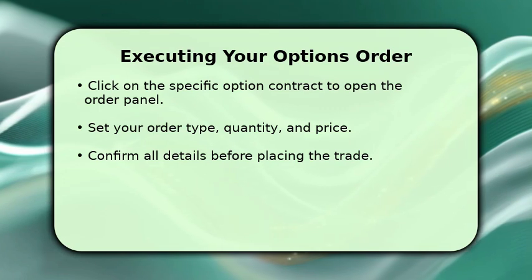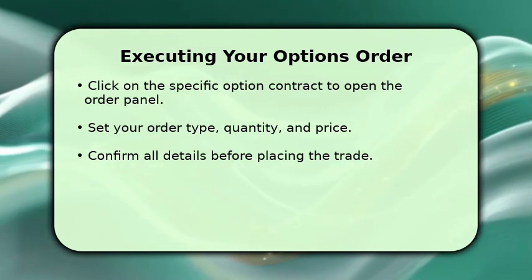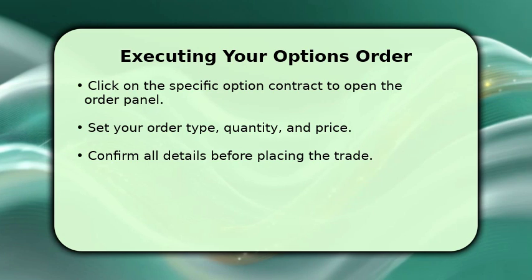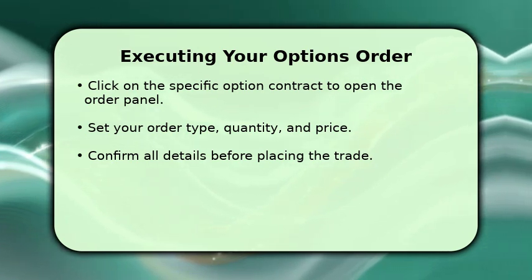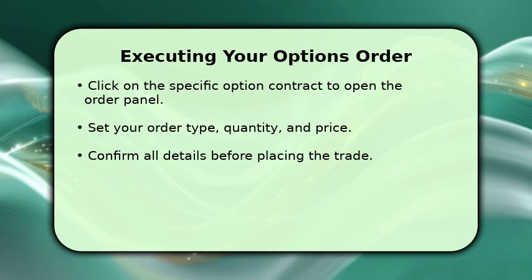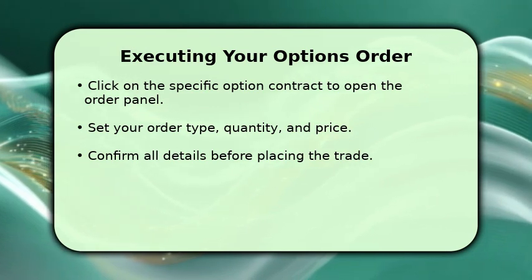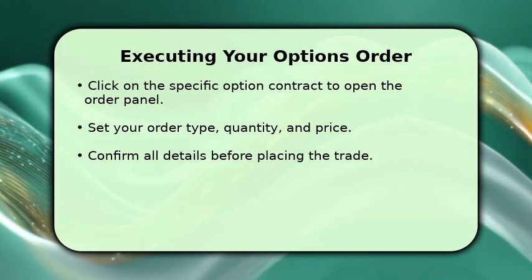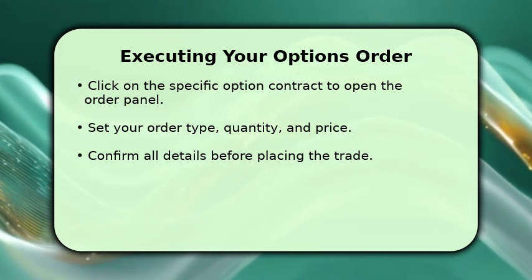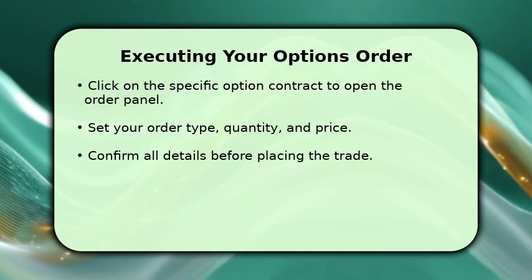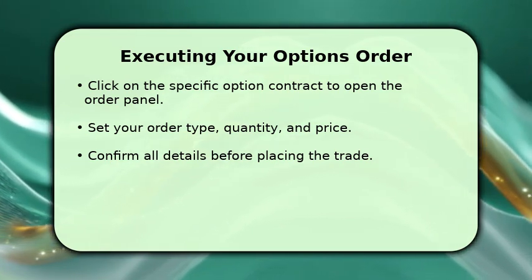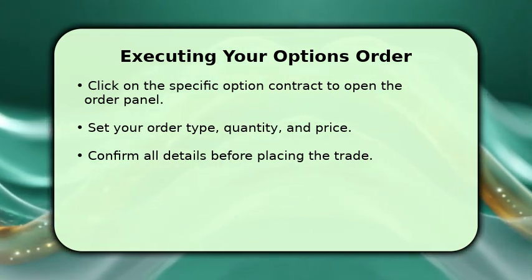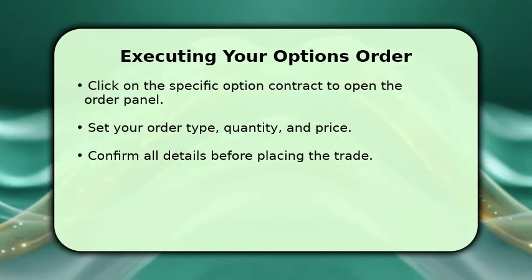After selecting your desired call or put contract, click on it to bring up the order entry panel. Here, you'll specify your order type, such as a limit order for better price control or a market order for immediate execution. Enter the number of contracts you wish to buy. Review the total cost and ensure it fits your trading plan. Double-check all parameters before hitting the Buy button.